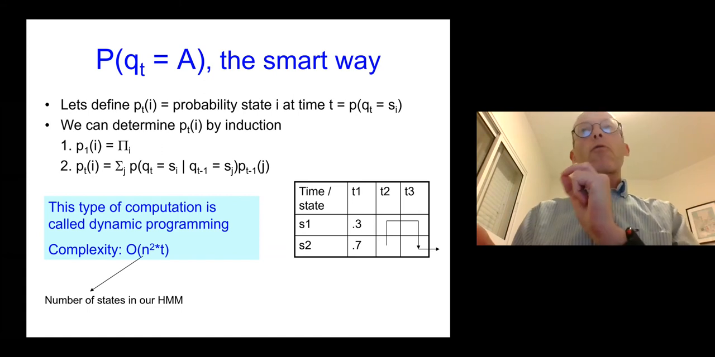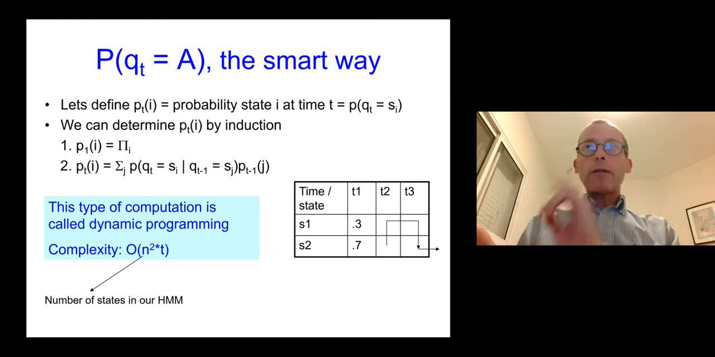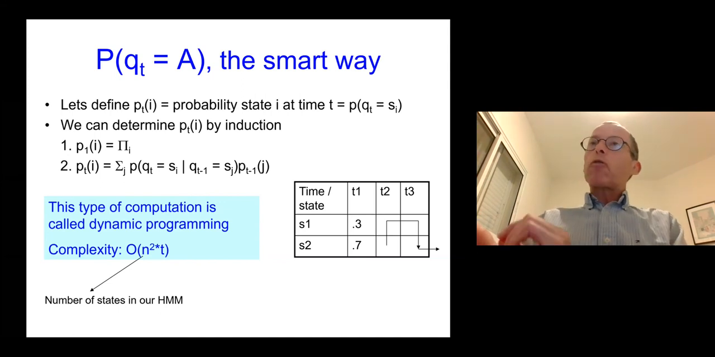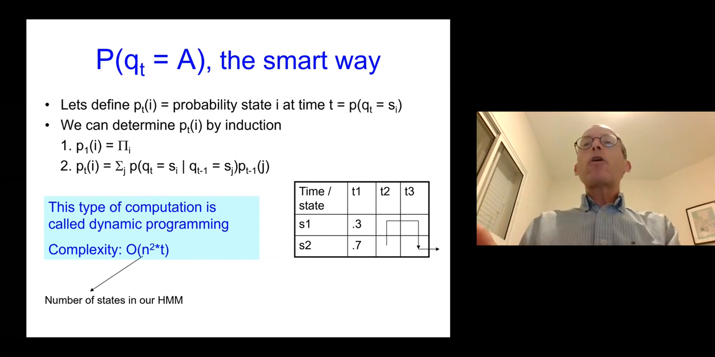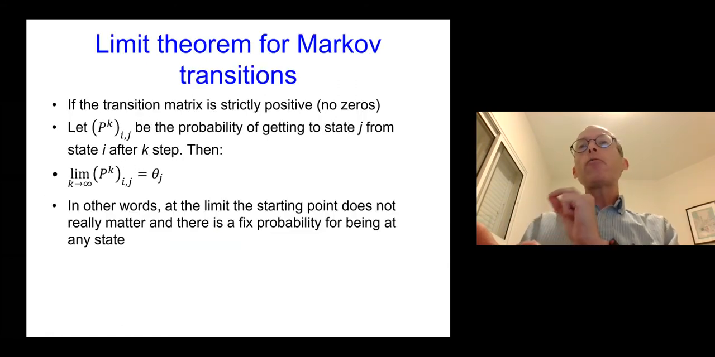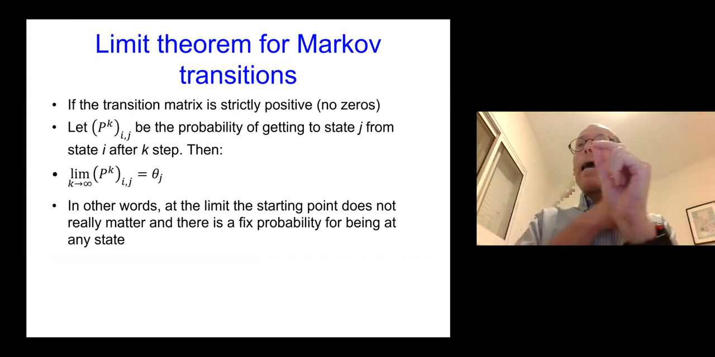I just want to make a comment. I'm not going to prove it, but it's actually a nice thing to know. It's not necessarily something unique to hidden Markov models. It's a property of any Markov model.